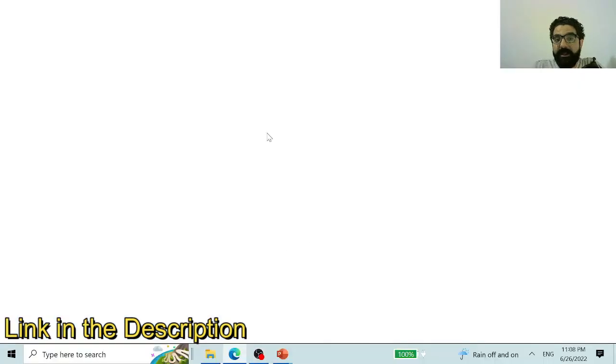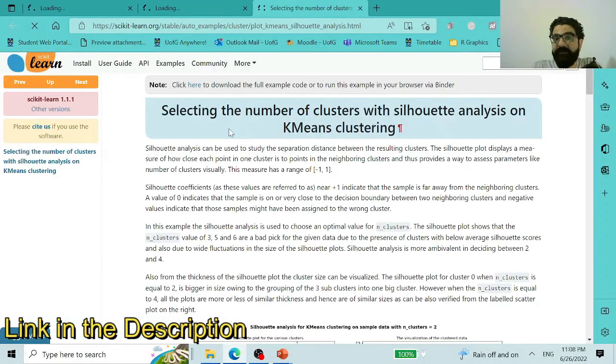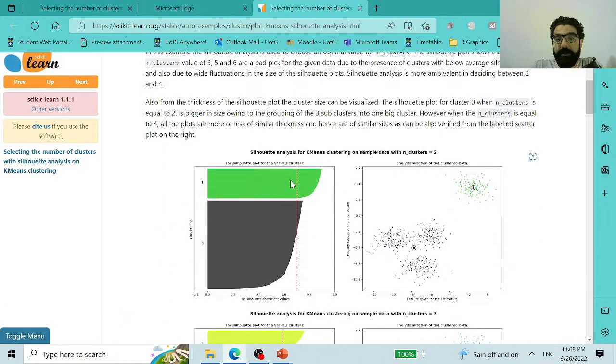But I'm going to use scikit-learn over here. They have a great example for it. I'm going to quickly explain how to look at the silhouette plot, which is a plot of the silhouette statistic. If we look at this data, it's clustered into 2 clusters. So the silhouette plot will look like this. It will have two clusters, each one represented in a different color.